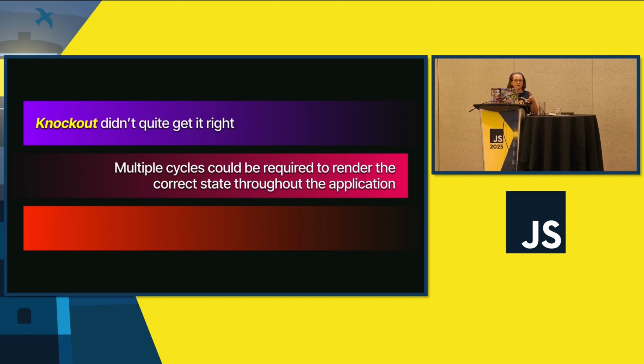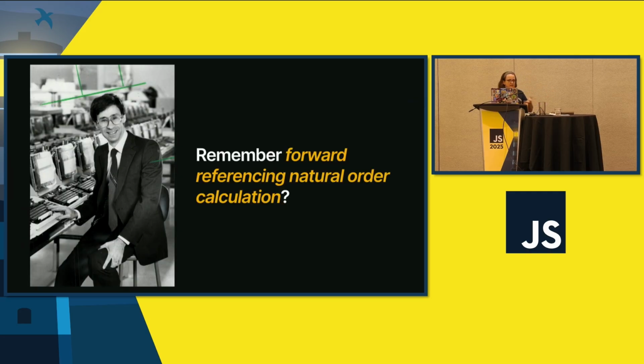They still required multiple cycles to stabilize the correct state of the application. And that, if you remember, was the issue with early electronic spreadsheets. That's why these guys invented forward referencing natural order calculation.